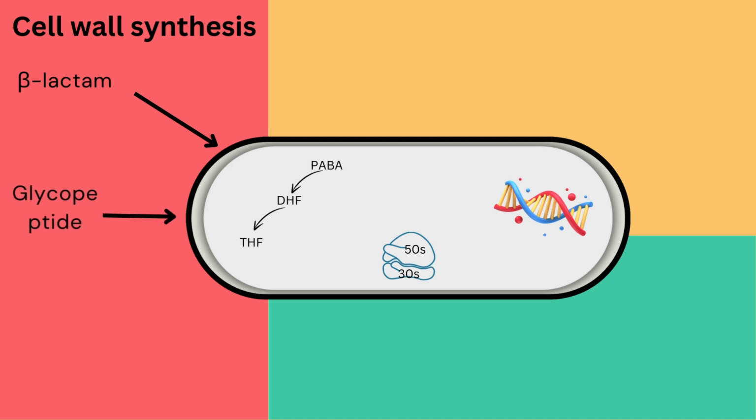The second antibiotic class, which also acts on the bacterial cell wall, is glycopeptide. It inhibits the growth of the bacterial cell wall. Since they share the similar mechanisms of action, we can use glycopeptides if the patient is allergic to penicillin or resistant to penicillin. The second main mechanism of antibiotic action is nucleic acid synthesis.